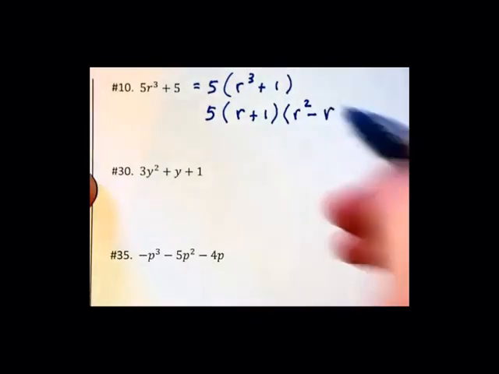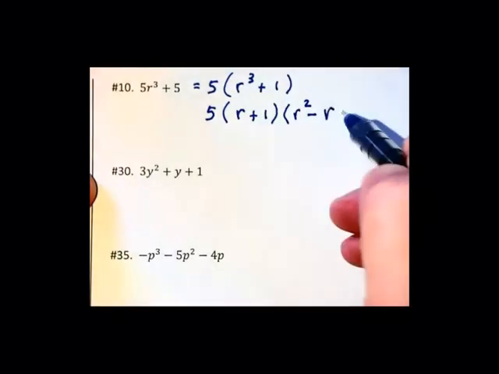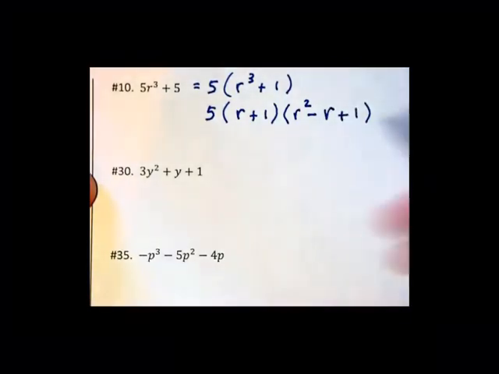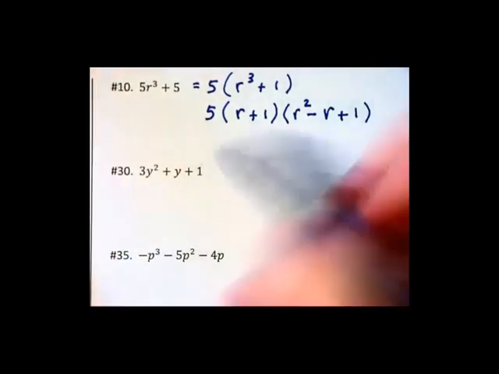We're going to have 1 times r, making 1r in the middle, and then 1 squared, always positive at the end, plus 1. Done. Problem number 30.